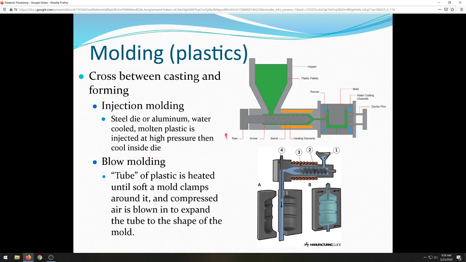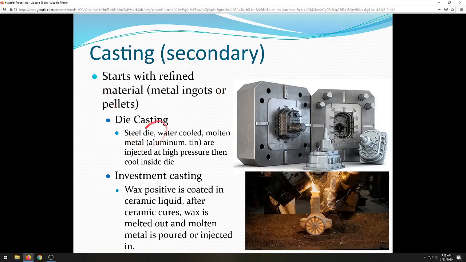So let's talk about injection molding. Super common process for high production rate items. It's very similar to die casting, so the molds actually look almost identical.